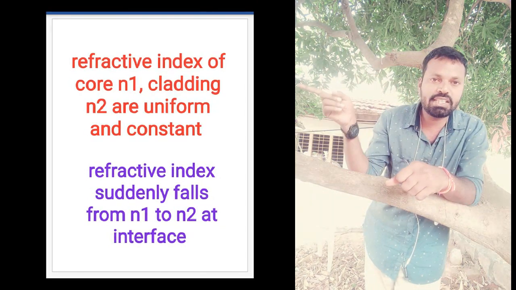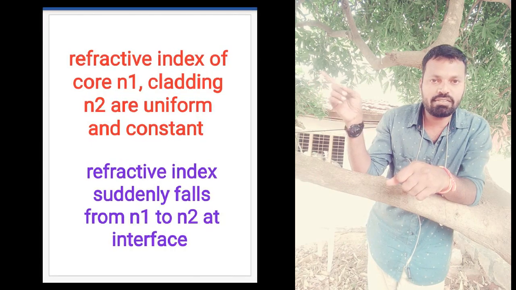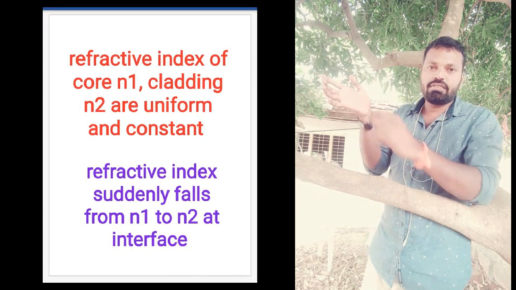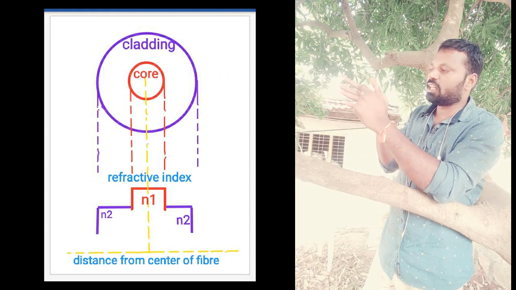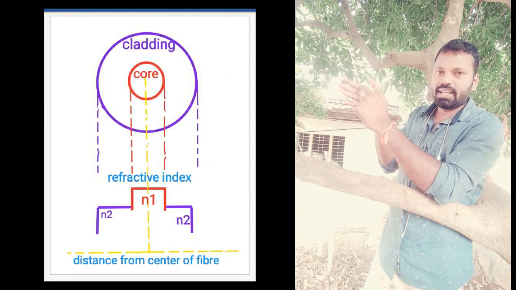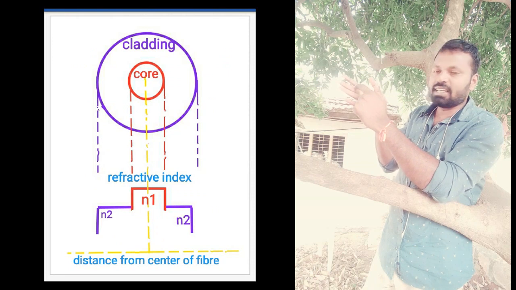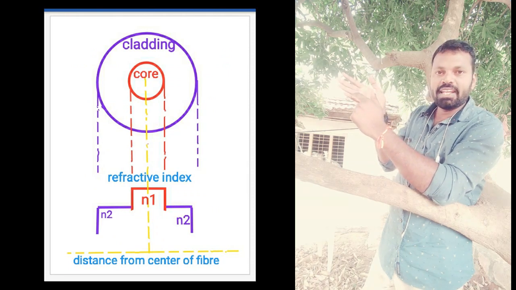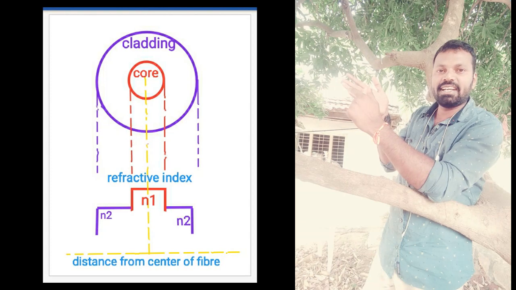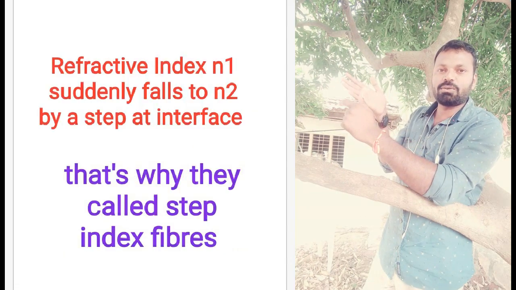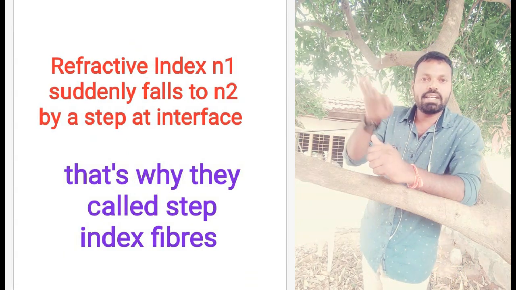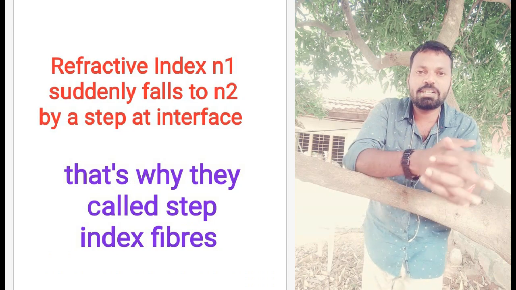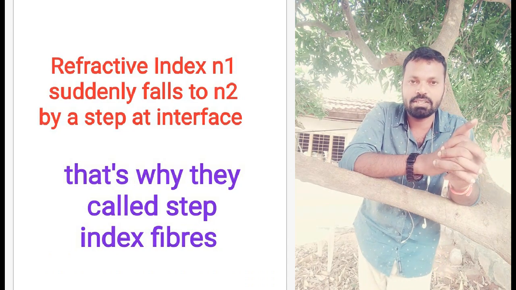If you see the refractive index profile from the diagram, from the center of the core, N1 is constant till the end of the core. At the end of the core, suddenly it falls to N2 and again it is constant toward the cladding ending. At the end of the cladding, again it falls down. That means refractive index changes occur by steps. That's why they are called step index single mode optical fibers.